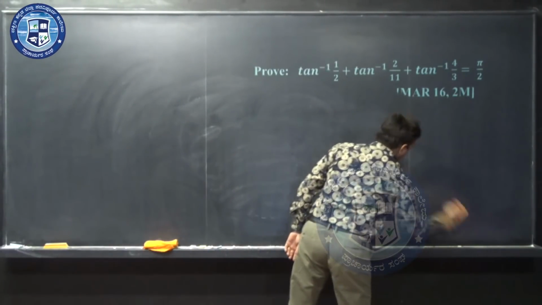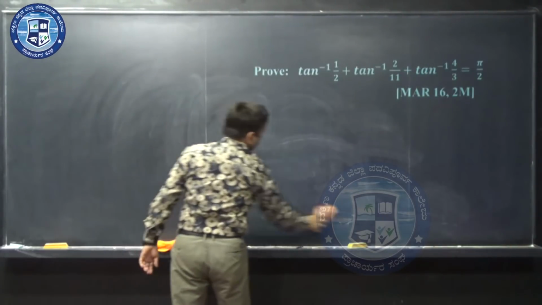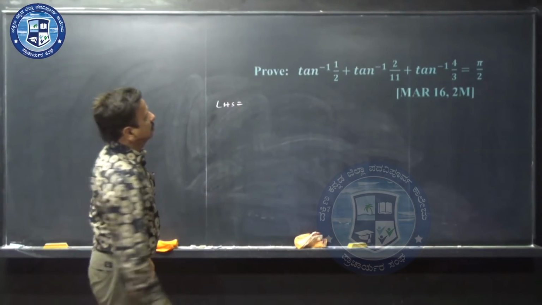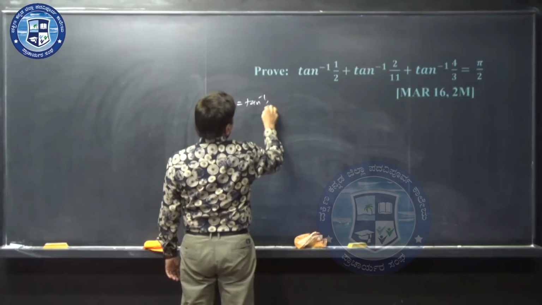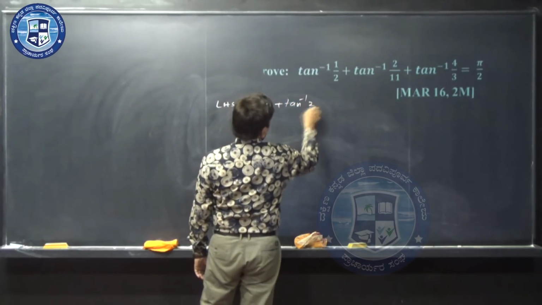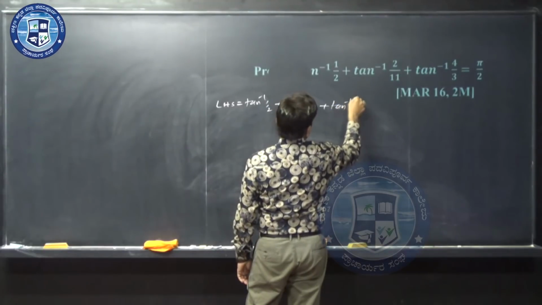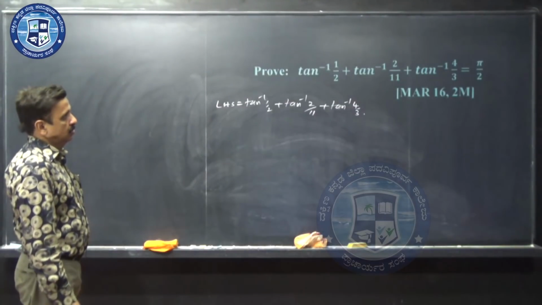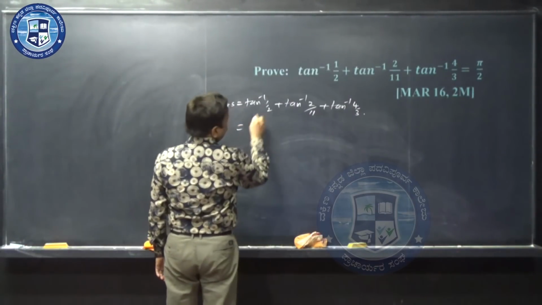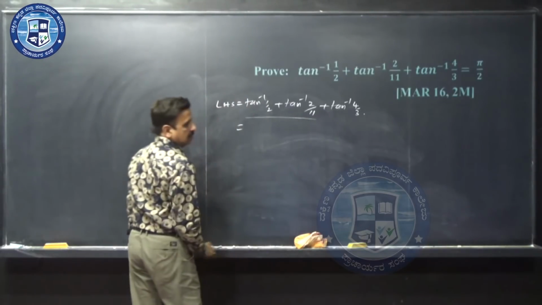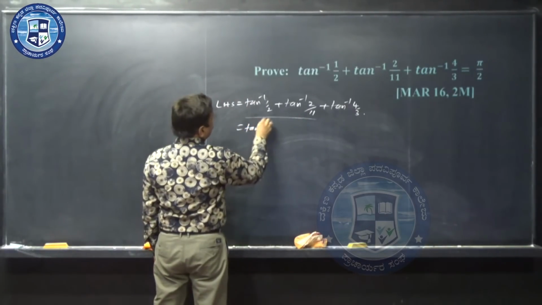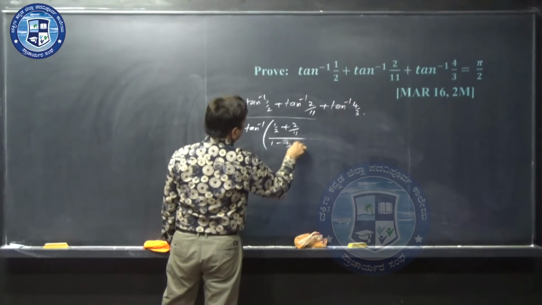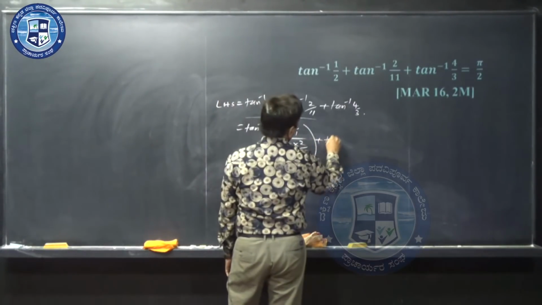Again, these are all 2 marks questions that I am working out right now. Take left hand side, so that is tan inverse 1/2 plus tan inverse 2/11 plus tan inverse 4/3 is equal to pi by 2, you have got to prove. How do you go ahead? These 2 things I will add as per the formula, tan inverse of (1/2 plus 2/11) divided by (1 minus 1/2 into 2/11) plus tan inverse of 4/3.